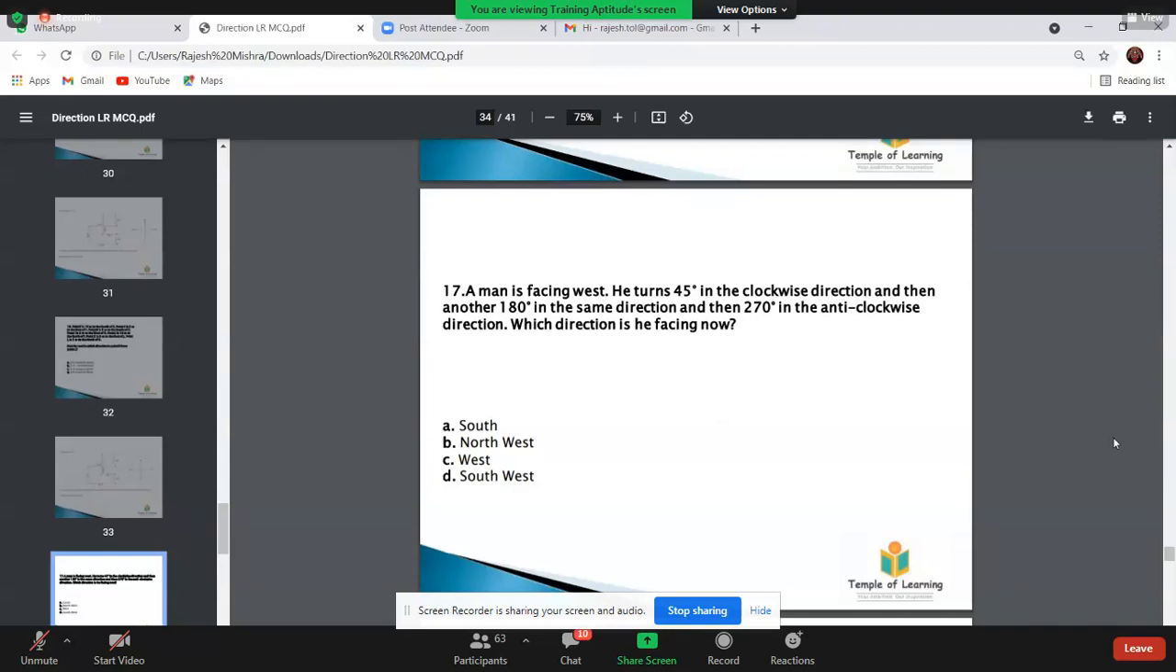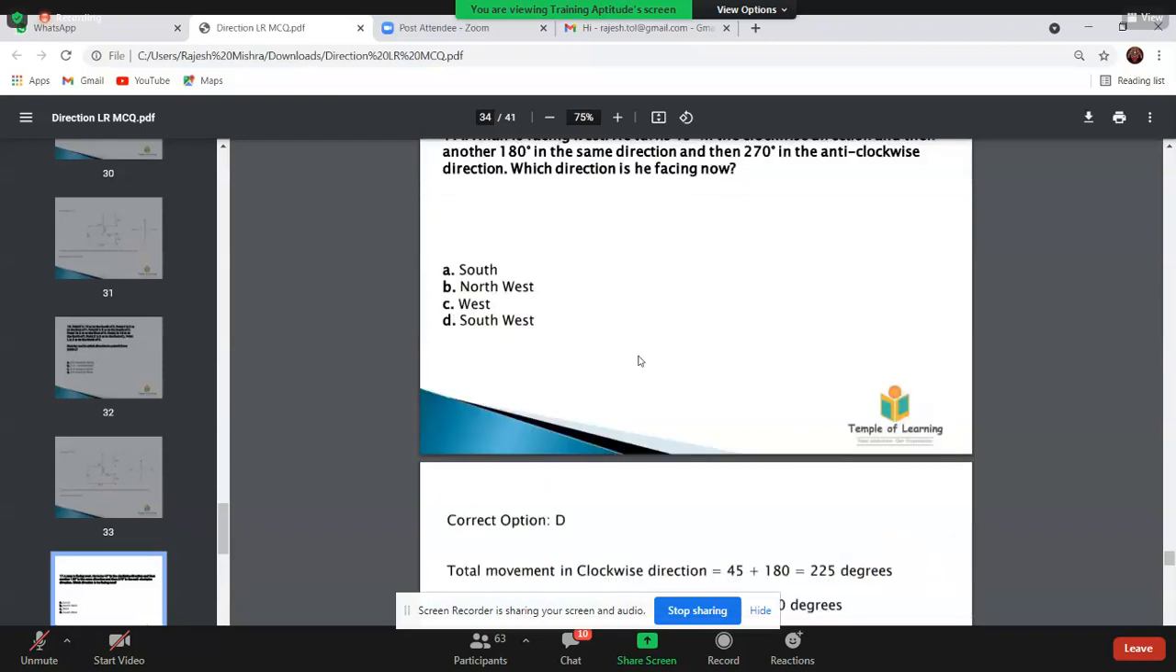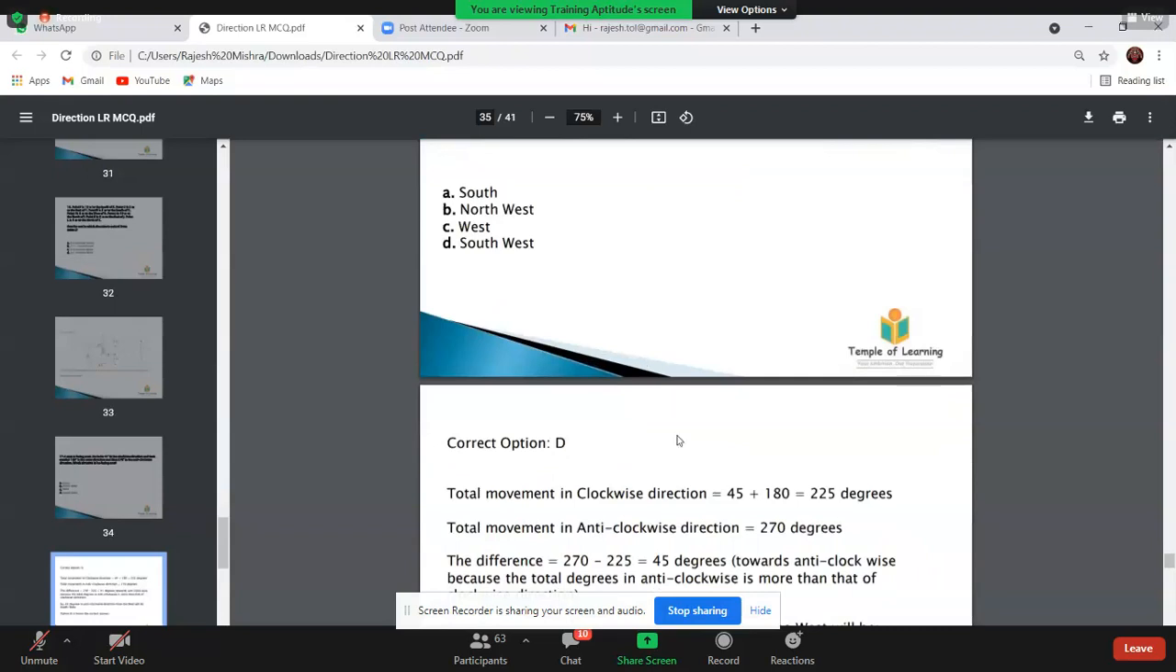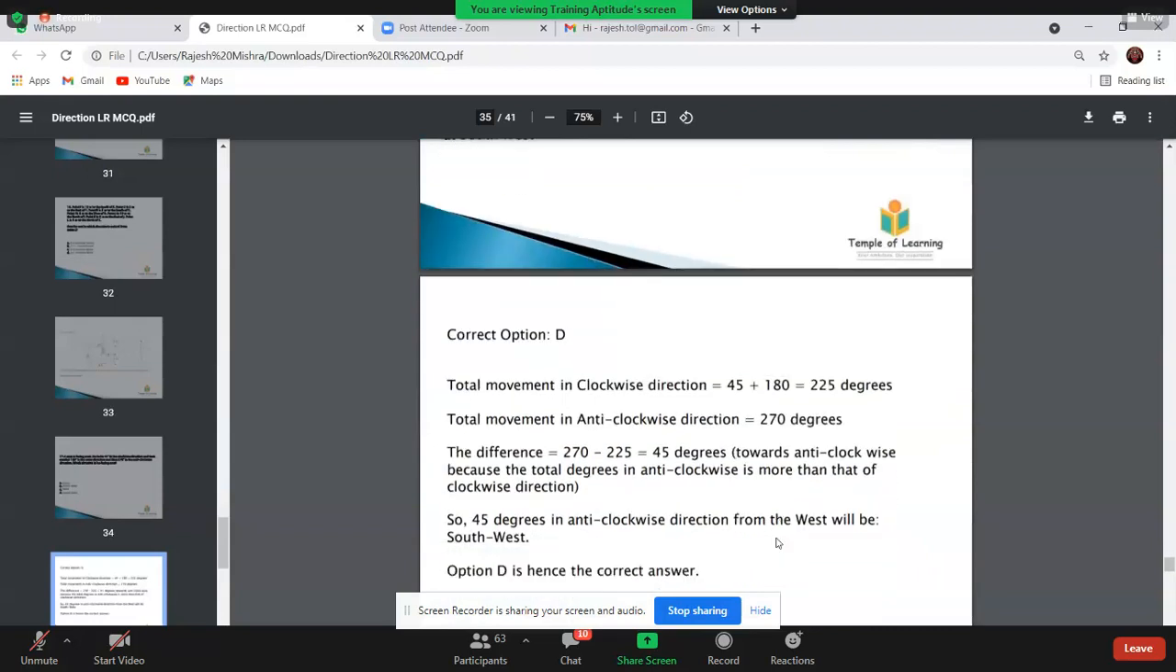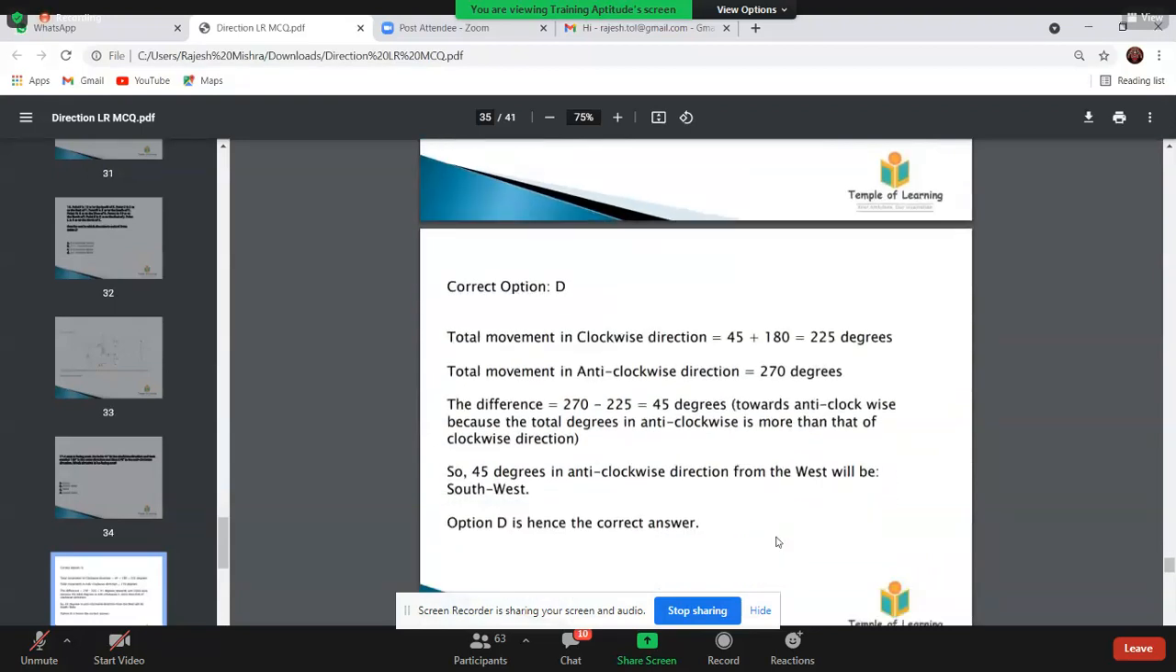Facing west, turns 45 degrees clockwise, then another 180 in the same direction, so 225, or 270 in the opposite direction. So actually go 45 degrees anti-clockwise from west, then what will be the answer? It becomes southwest when going anti-clockwise. Okay, the answer is southwest. Draw the diagram. Question number 18.